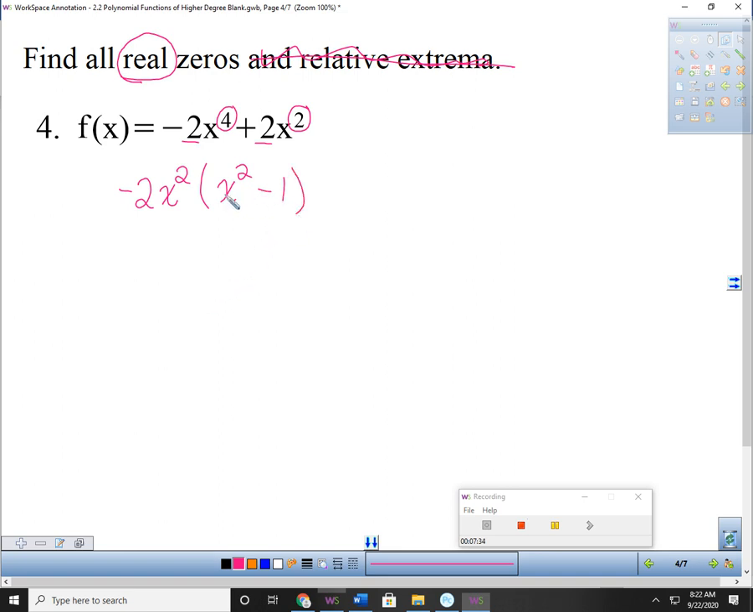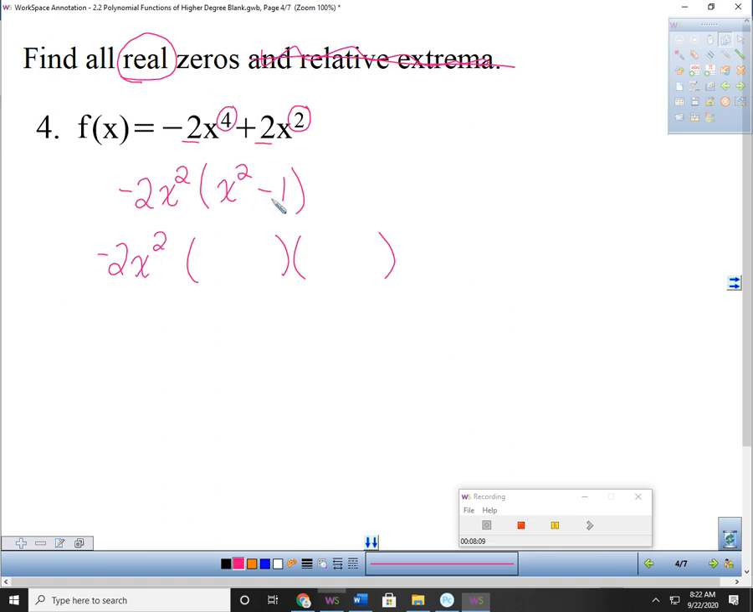All right, so remember, if I were to multiply this back, I should get the same thing that I had. So negative 2x squared times x squared would be negative 2x to the 4th. And negative 2x squared times negative 1 would be positive 2x squared. So I look at this. I'm going to set that front term equal to 0. And then I notice that this is not a trinomial, but it is the difference of 2 perfect squares, which will split into 2 binomials.